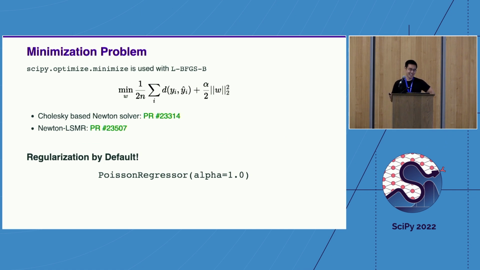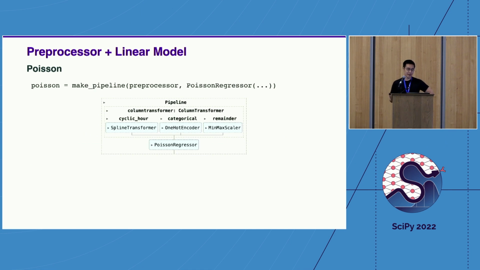So that's the theory. In the code, the way we construct this is we have a pipeline with the preprocessor we discussed before, with the splines and the one-hot encoder and the min-max scaler, and then we create a pipeline with that preprocessor and the PoissonRegressor. We get a pipeline that looks like this on the slide. And we're going to compare this to ridge, which optimizes for the mean squared error.